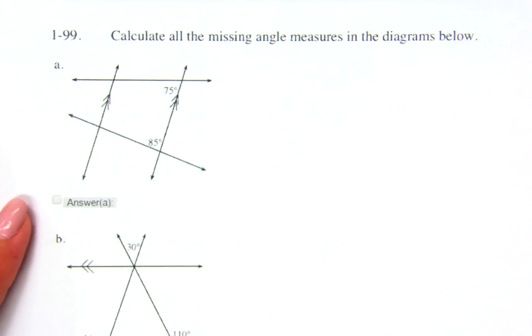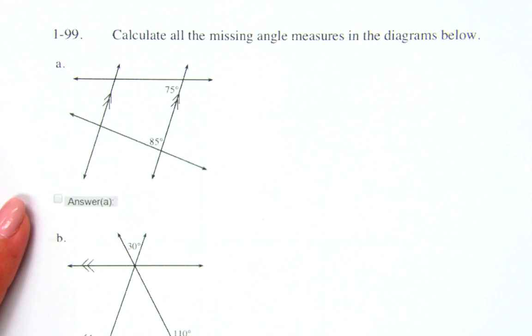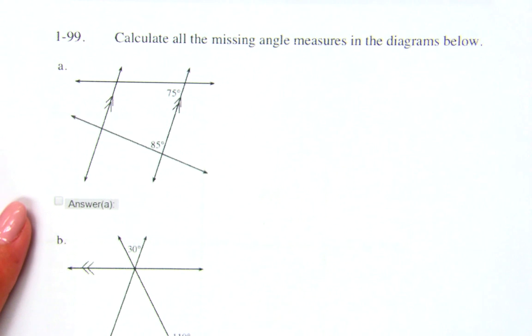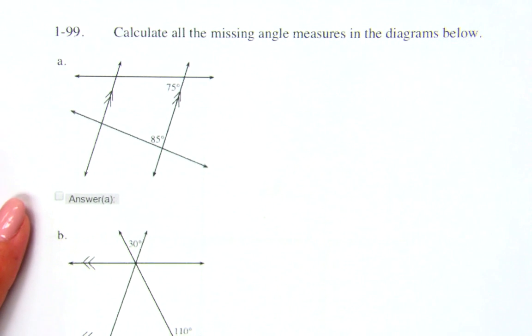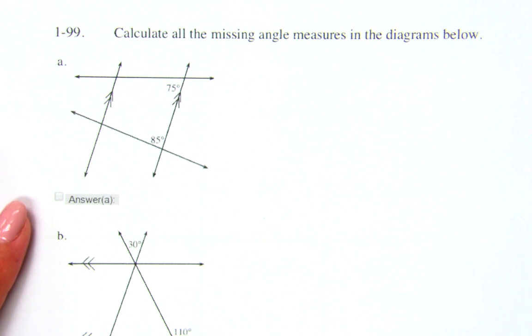Okay. Now, in number 99, we do have some parallel markings, which makes things a little convenient, let me tell you. The problem says calculate all the missing angle measures in the diagram below. So I was actually looking for like X, Y, Z, and I'm like, what? Oh, literally you have to find all of them.